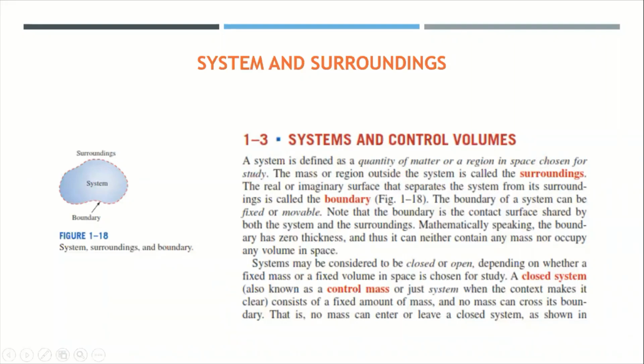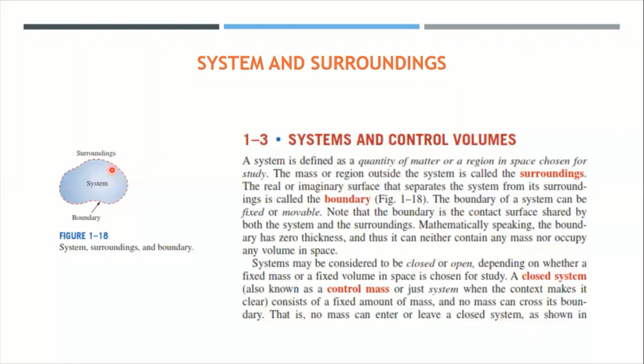So you take a small portion or small quantity of matter or a region in a space. The quantity or amount of a region which is considered for study, which is chosen for study, we call it a system. Okay. So in the entire space, we are taking a small quantity of matter or a region in space. This quantity we call a system. So this system is separated from the surroundings by what we call a boundary.